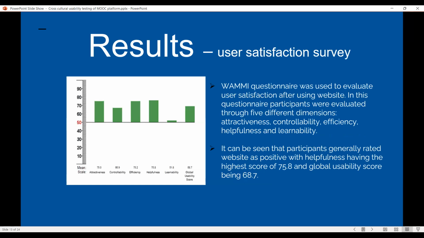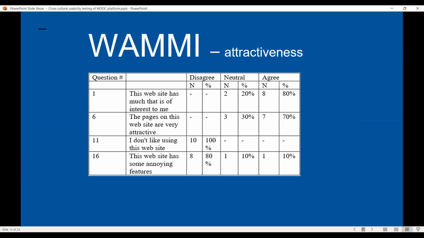And here are the results of the user satisfaction survey from the VROOM3 questionnaire, and we can see that participants generally rated the website as positive, with helpfulness having the highest score and the global usability score being 68.7. On the next slide, we will look through the results of each of the dimensions that the VROOM3 questionnaire is giving us results about.